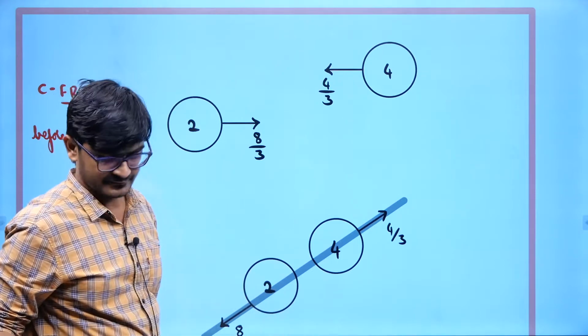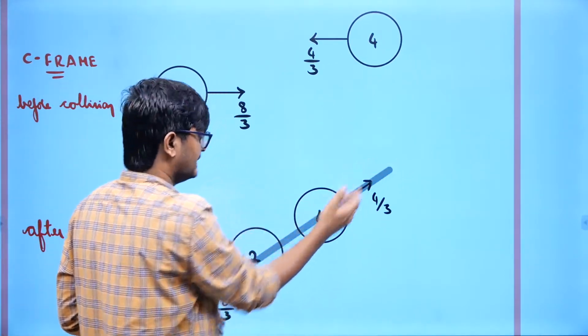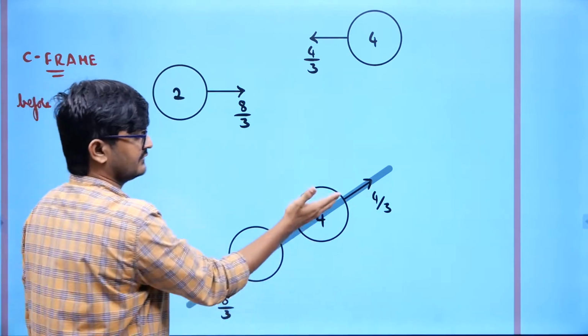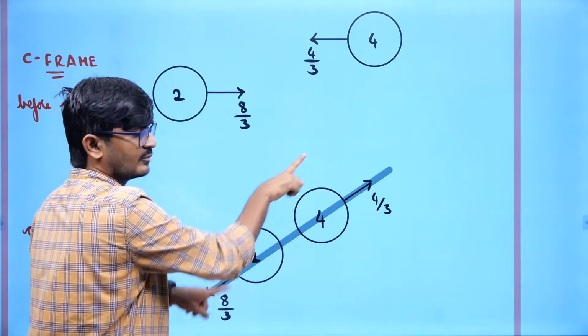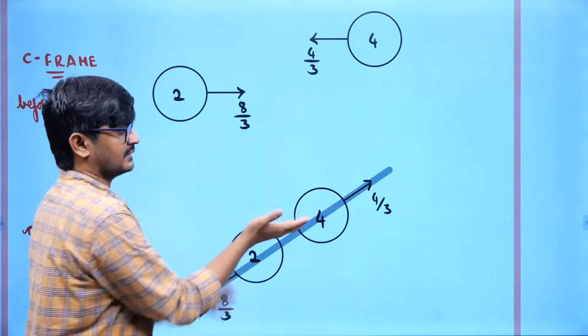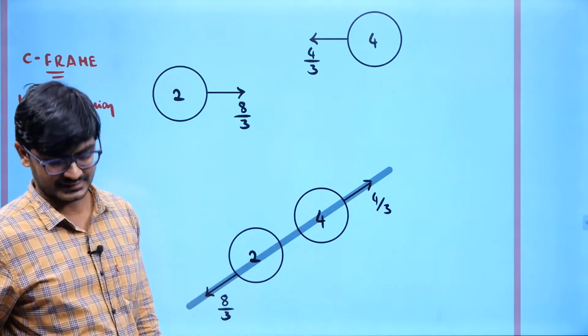So after collision there is a chance that, if this is going with 4 by 3 in this direction, this will go with 8 by 3 in this direction. If this goes with 4 by 3 in this direction, then this will go with 8 by 3 in this direction. But net momentum has to be 0. So whatever the direction, this speed will be 4 by 3, this speed will be 8 by 3 from center of mass frame.